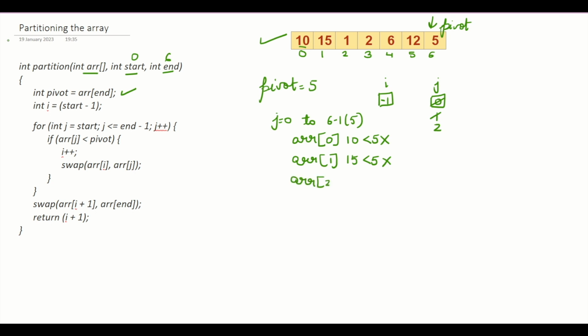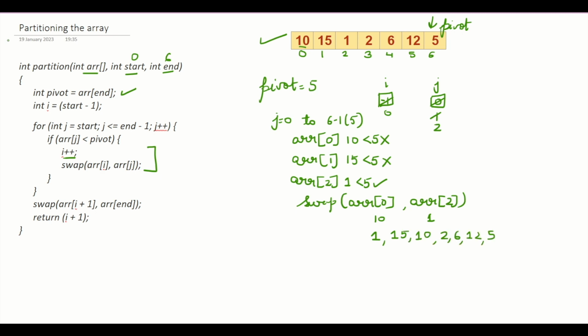ARR of 2 we can see in the array is 1. 1 less than 5 condition becomes true. Now this step is needed so that we can bring all the elements smaller than the pivot on its left side. So first we increment the value of I, making it 0, and we are going to swap ARR of 0, which is 10, and ARR of 2, which is 1. And after this step my array will become 1, 15, 10, 2, 6, 12 and 5.